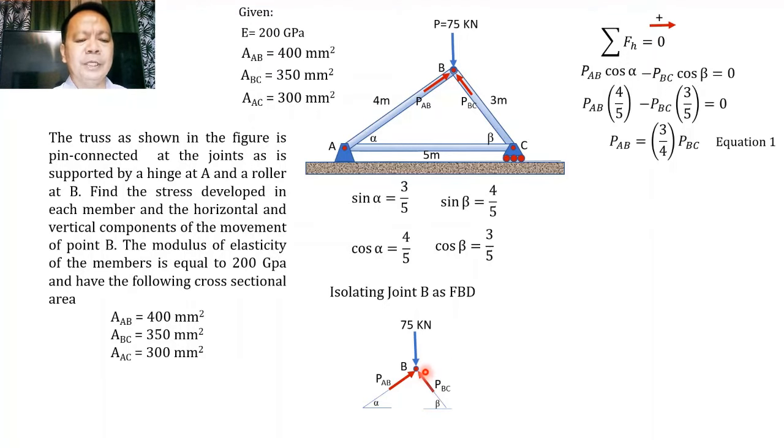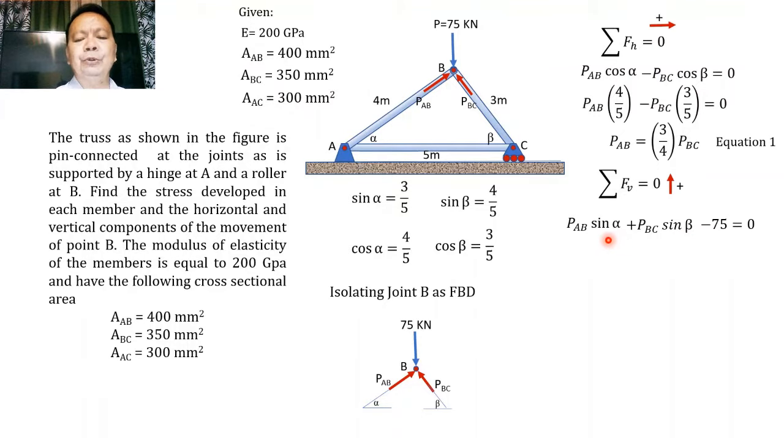Similarly, from this isolated view of joint B, we can apply the other condition of equilibrium, so that we will be applying summation of force vertical equal to 0, and then considering that force directed upward will be positive, therefore our equation will become equal to the vertical component of AB, that is equal to P of AB sine of angle alpha, plus the vertical component of BC, which is equal to P of BC sine of angle beta, minus that value of 75 will be equal to 0.